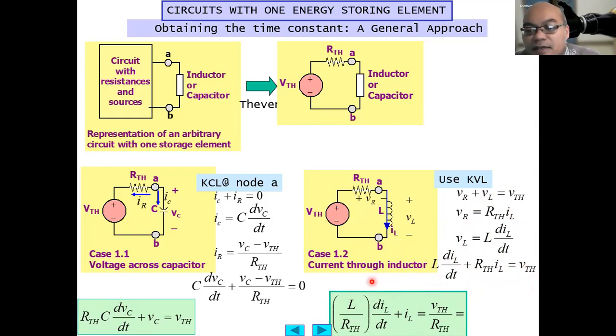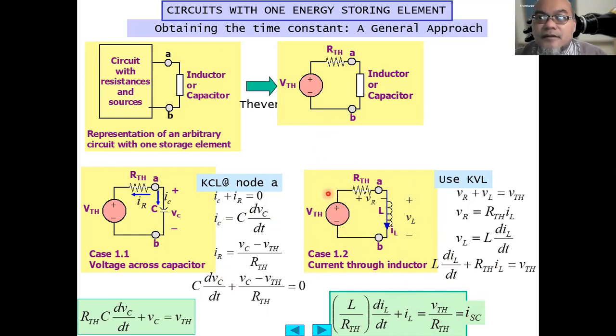So this is already in the standard form of a first order differential equation. L over RTH will become the tau, and this part becomes the K1, the steady state solution. From here, VTH divided by RTH equals the ISC, or the Norton equivalent source.